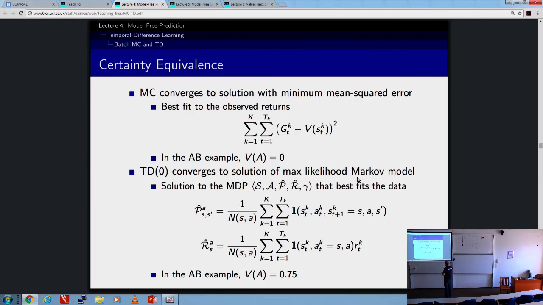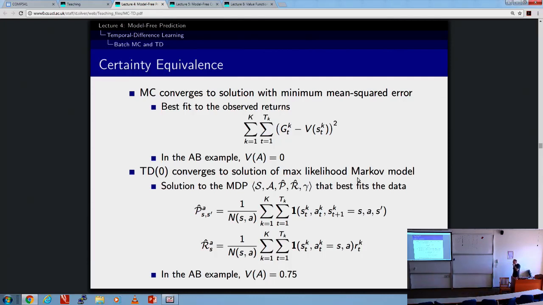Whereas TD finds the maximum likelihood Markov model, the type of graph that I showed you in the previous slide. And in the maximum likelihood Markov model, the value of A is going to be 0.75. So those are two examples that illustrate the difference between TD versus MC. 30 seconds for questions.